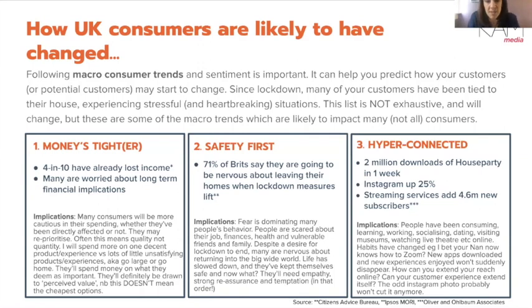Obviously safety first. 71% of Brits say they're going to be nervous about leaving their homes when lockdown measures lift. So even though we are dying to be free again, so to speak, many people are nervous about going back out into that big wide world. Life has slowed down a bit for many. They've kept themselves safe. And now what? That isn't going to all suddenly go away. They'll need empathy from you. They'll need strong reassurance that they're entering a safe environment, and then also need temptation in order to get out there.